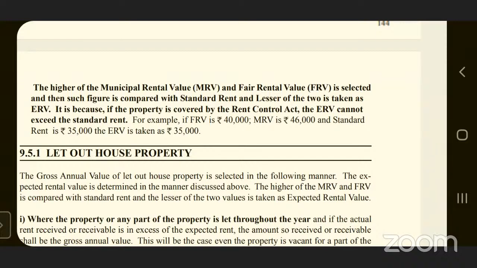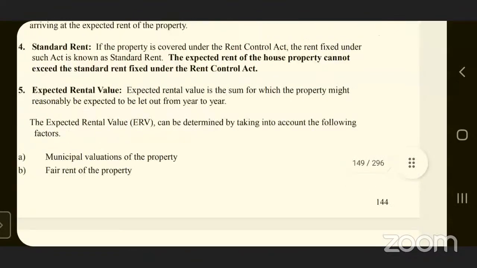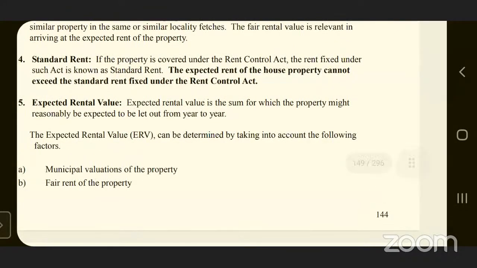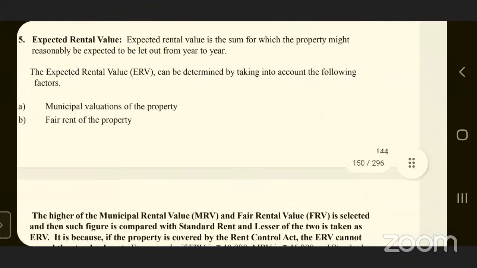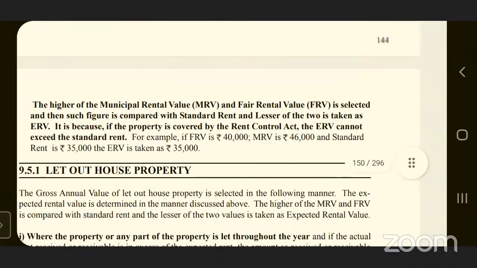So in order to compute the ERV, we should compare FRV and MRV, 40,000 and 46,000. We take the higher of the municipal rental value and fair rental value. Obviously 46,000 will be the higher value. After arriving at this, the A, B conditions are mentioned here. We get the higher amount as 46,000.